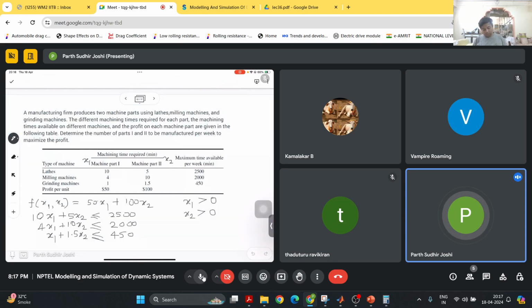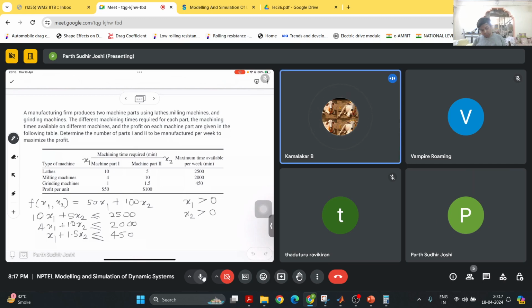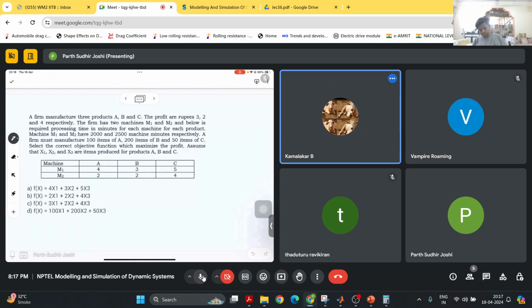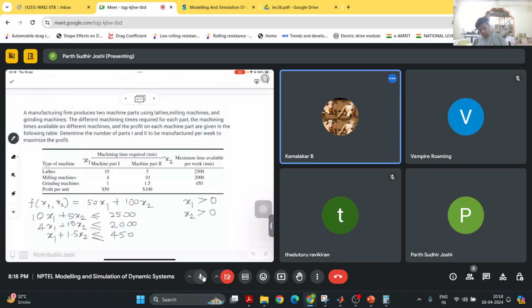Then for the next constraint, 4x1 plus 10x2, we put x2 equal to 0 and we get 500, and we put x1 equal to 0 and we get 200. Right.